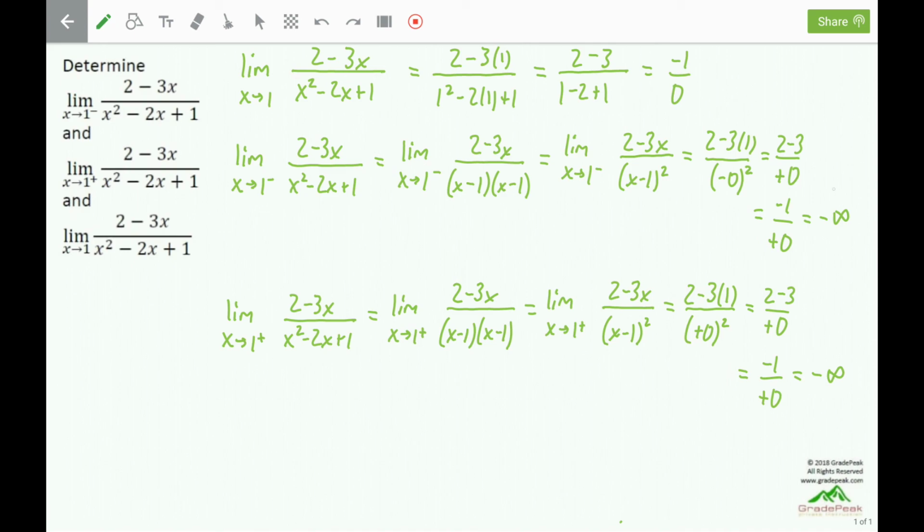The two-sided limit depends on the results of the two one-sided limits. They match each other here. They're both negative infinity. So the two-sided limit up here will be that same result and also be negative infinity. And there's the results of the three different limits.